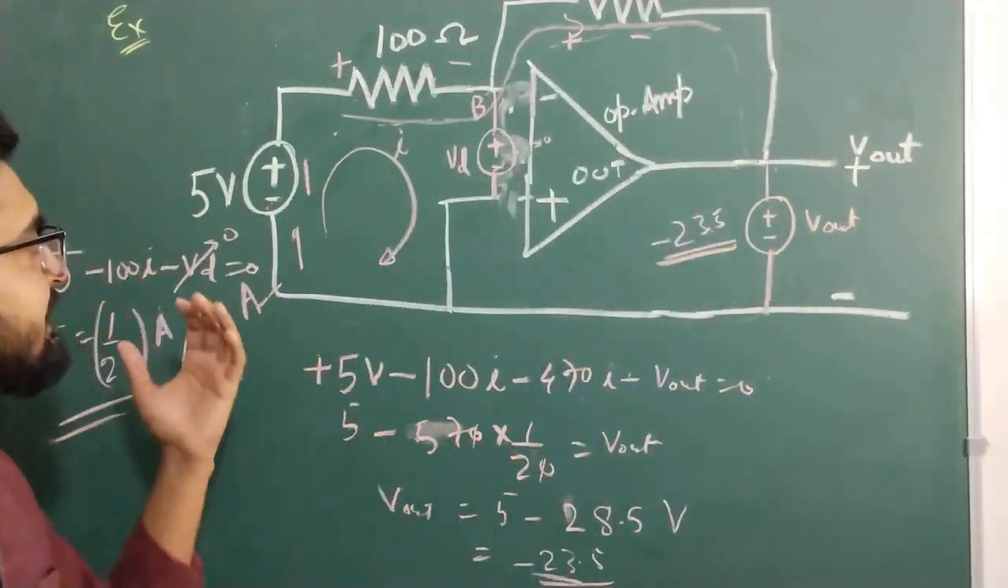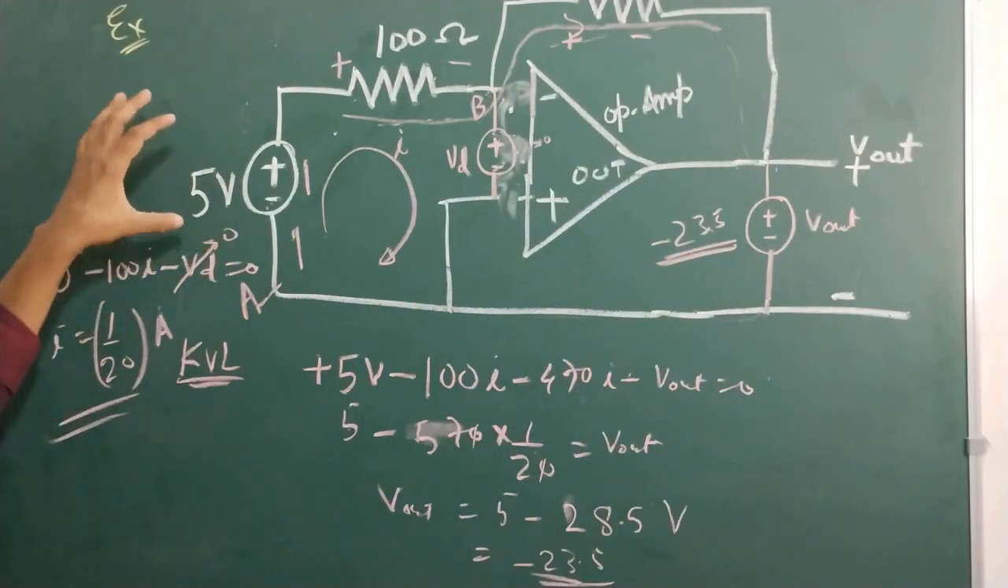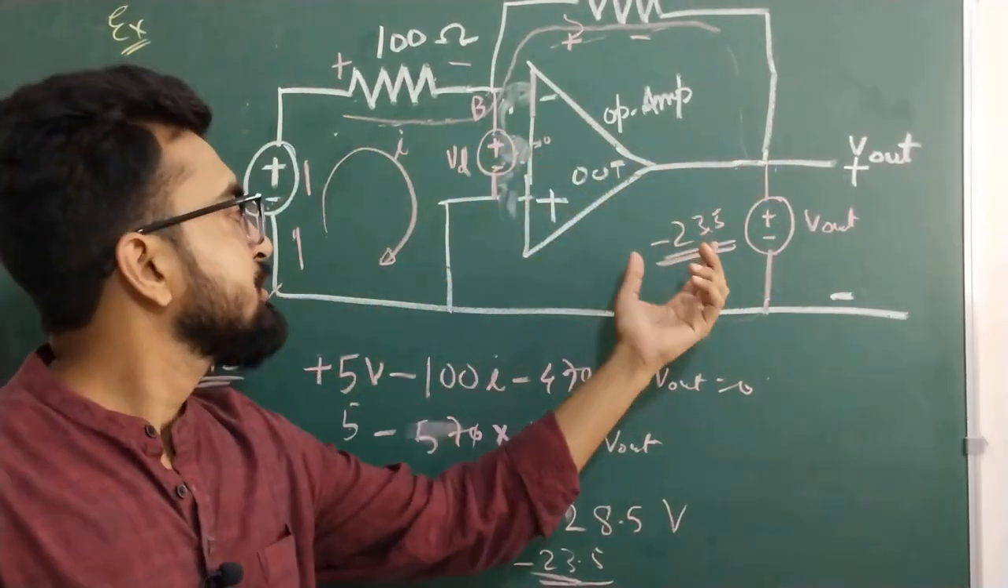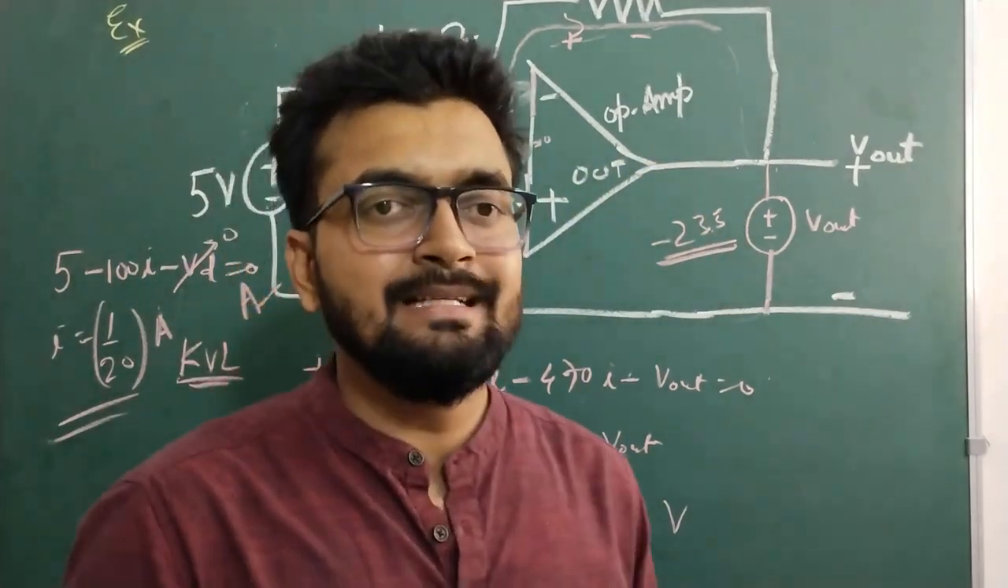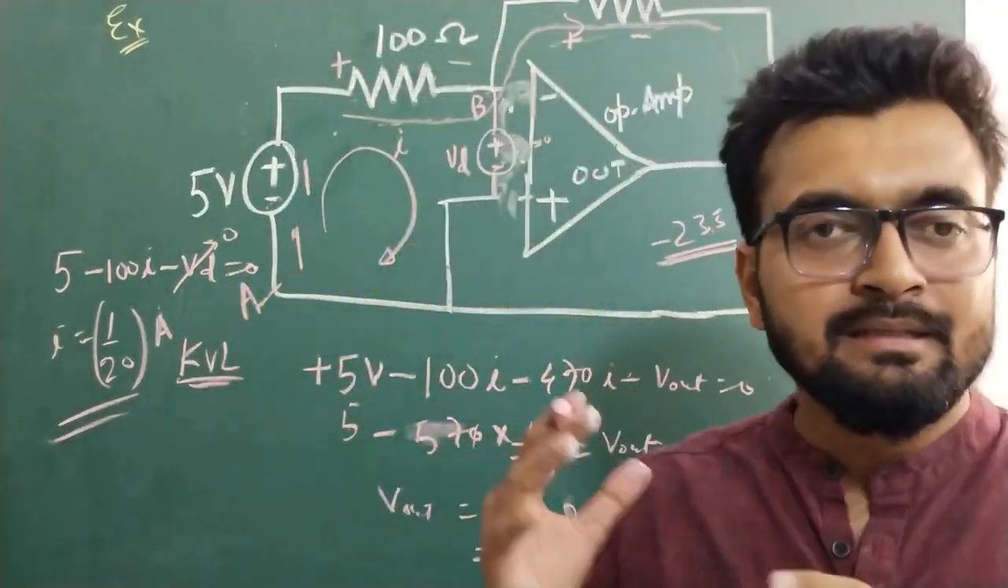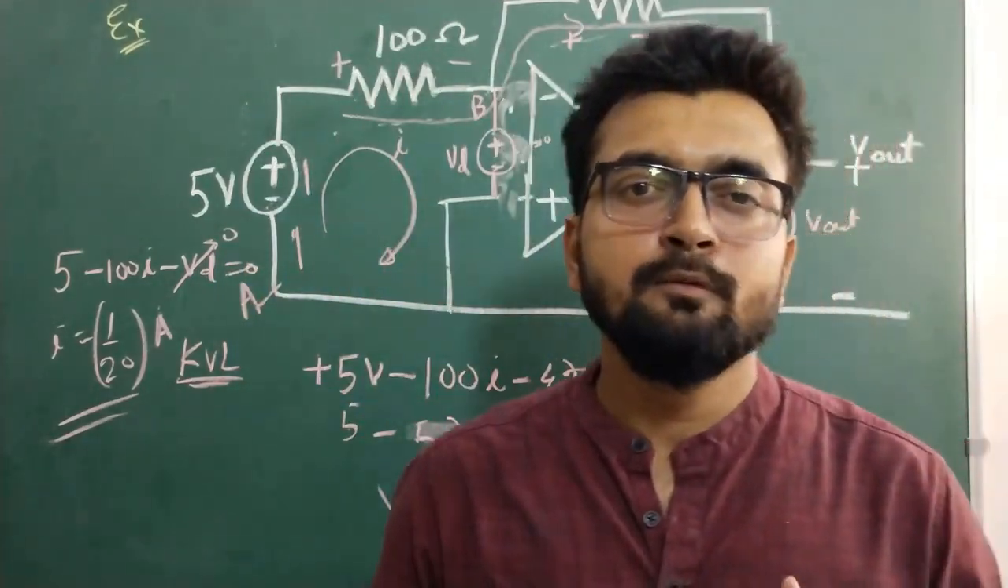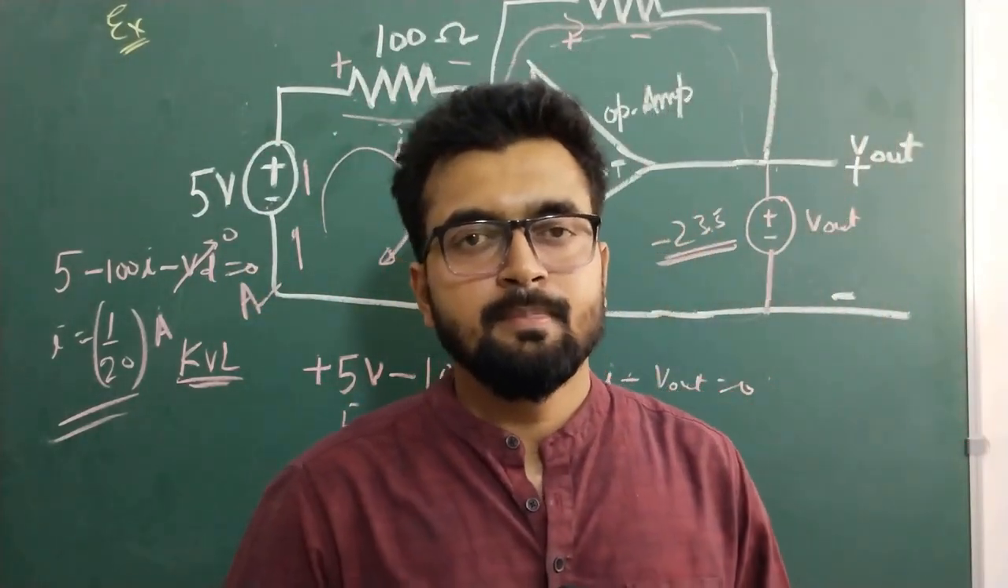And what was the voltage we were giving at the input terminal? 5 volt. So 5 volt has been amplified to minus 23.5. That's why we can say the voltage is amplified, and the circuit given here is basically a voltage amplifier circuit.